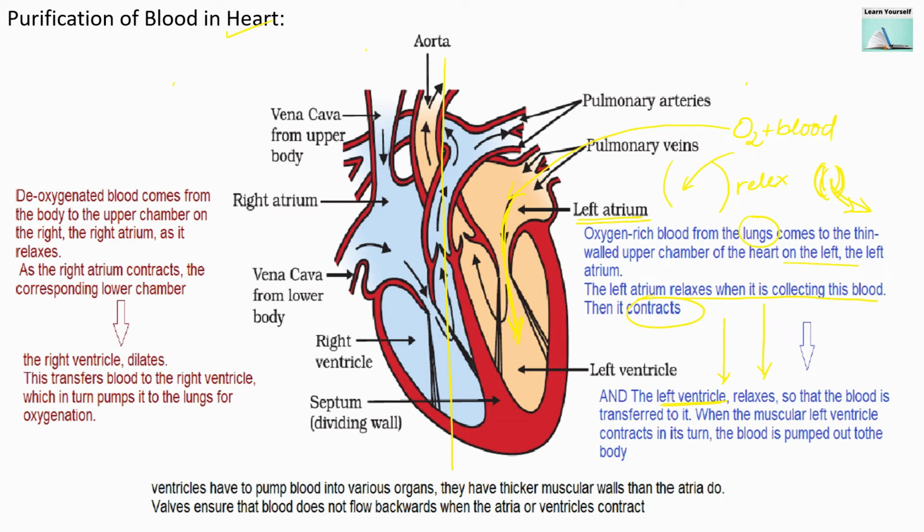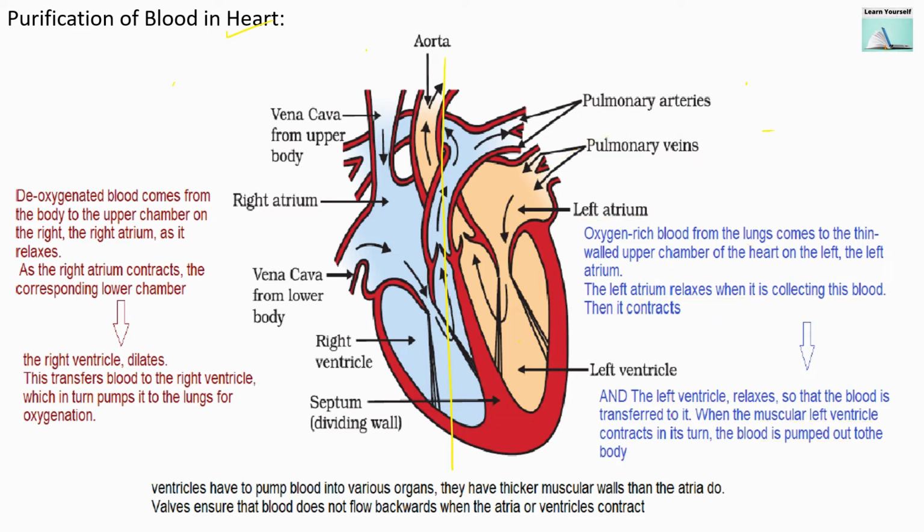Once the left ventricle receives the blood, it will relax. So blood will come in, the left ventricle will fill with the blood, then again it will contract. It will become smaller, its size will shrink. So it will push the blood out. When the muscular left ventricle contracts in its turn, the blood is pumped out to the body.